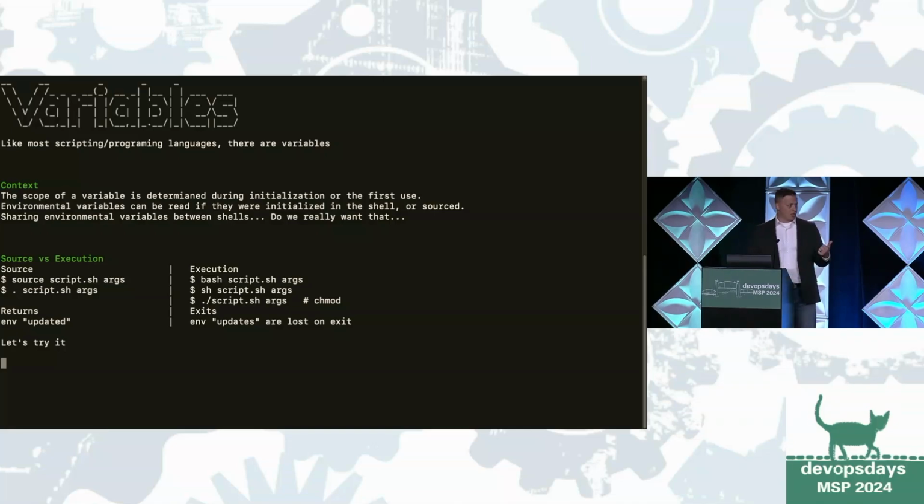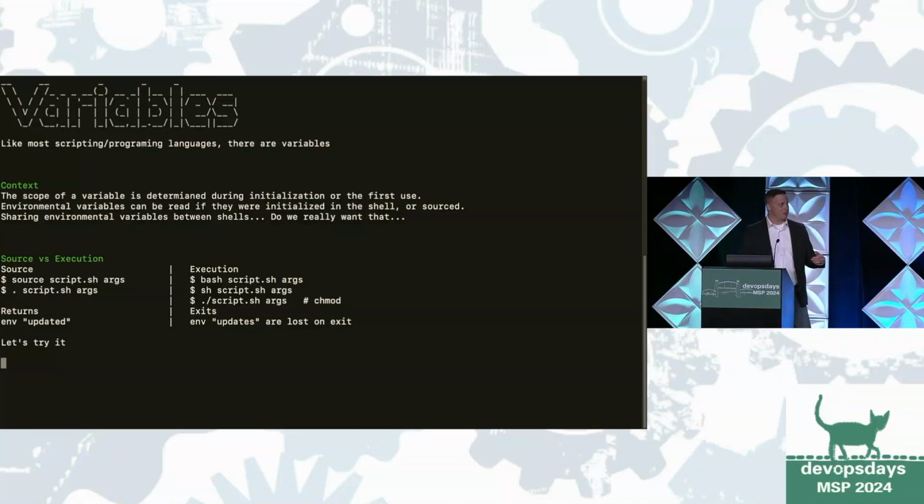There are two main ways of calling scripts. You can either source the script, or you can execute the script. If you source the script, you're using the command source, or you're doing a dot before the actual file. When the script finishes, the updates to the environment are persisted. If you execute the script, once the execution ends, it is not persisted.